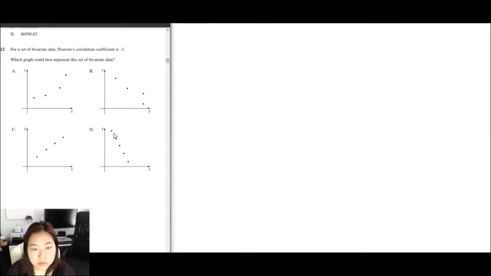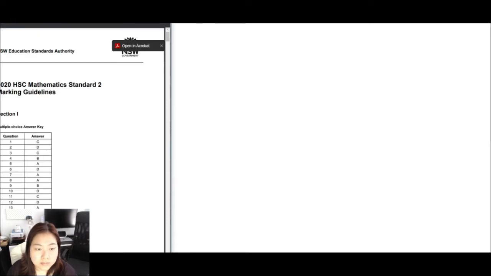So it's got to be these 2. Which graph could best represent this set of bivariate data? Correlation is -1. It's very strong. It's got to be D. Because to have a coefficient of -1, it's got to be a very, very strong relationship. Yeah, I'm going to say 12D.